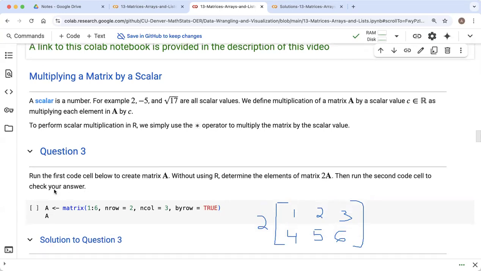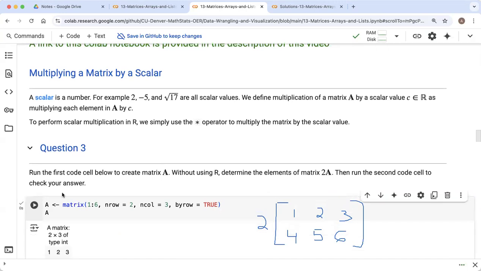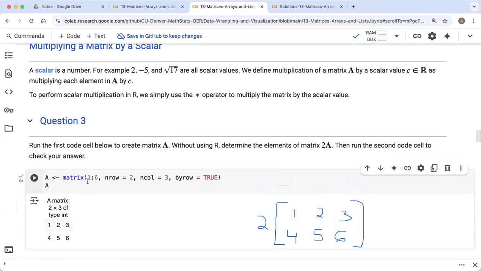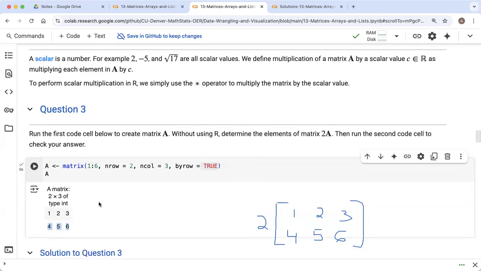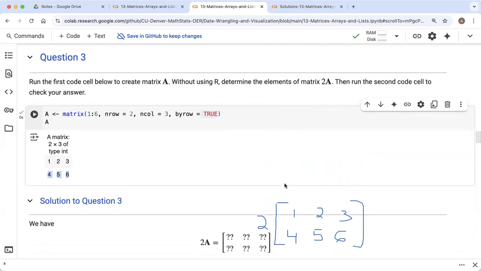Down below, we've got question 3. And here we're going to define a matrix A. So matrix A, we just arrange the integers 1 through 6 into 2 rows and 3 columns, arranging the values across the rows. So the first 3 values go across row 1, the next 3 across row 2, and that gives us the matrix 1, 2, 3, 4, 5, 6. And let's say this is asking us to calculate matrix 2A. So what would that look like?